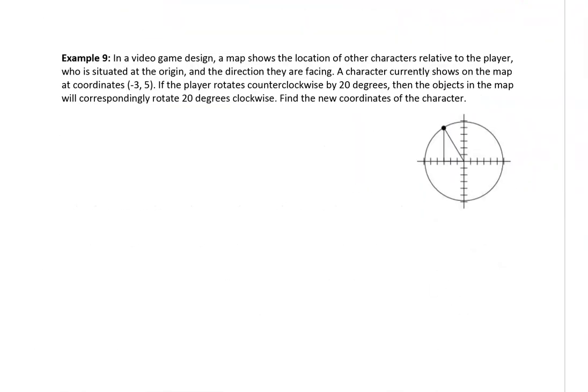In a video game design, a map shows the location of other characters relative to the player, who is situated at the origin, the direction they are facing. A character currently shows on the map at coordinates -3, 5. If the player rotates counterclockwise by 20 degrees, then the object in the map will correspondingly rotate 20 degrees clockwise. Find the new coordinates of the character.